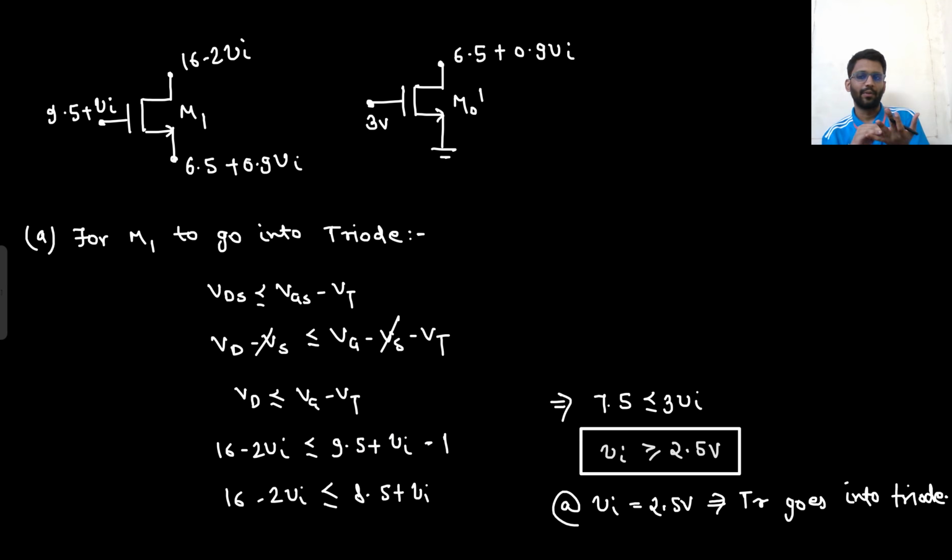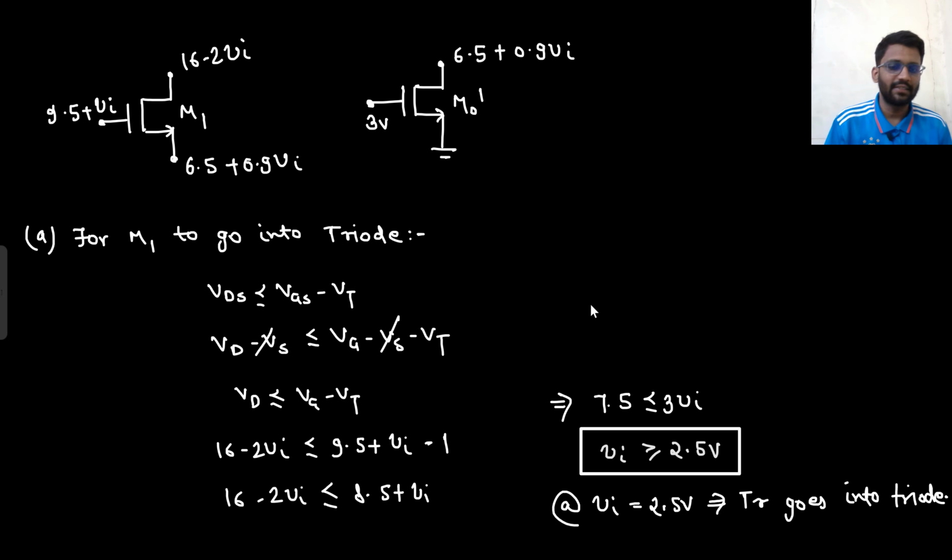Did you understand this problem or not? We could determine the potential of M1 and the potential of M0 dash. Then we could see the typical value at which it will go into triode region. So VDS should be less than VGS minus VT. So when V in is greater than 2.5, as you are increasing your V in voltage, it will go into triode region. Say yes or no.